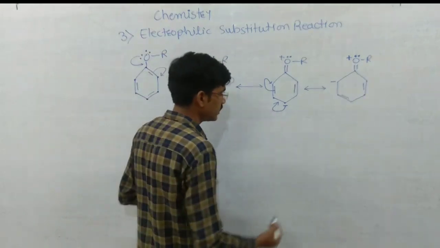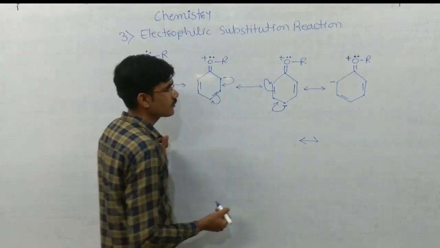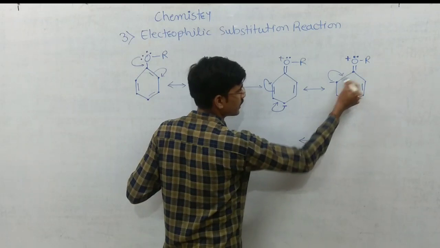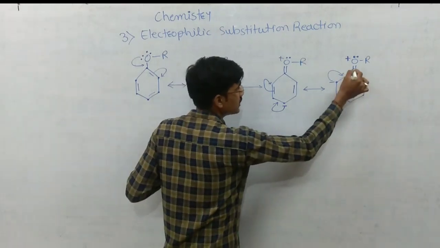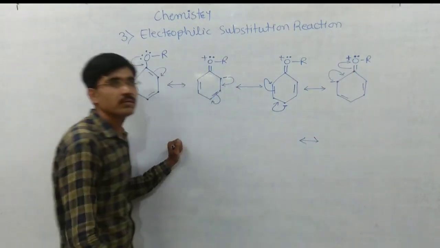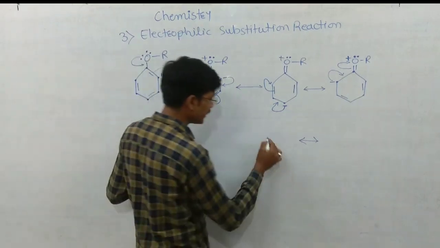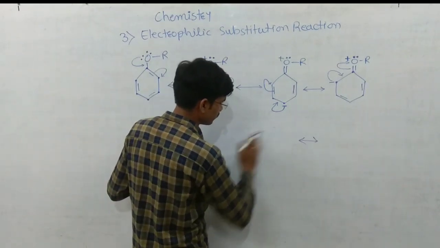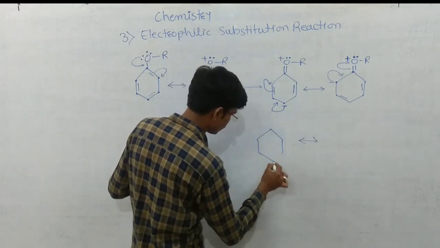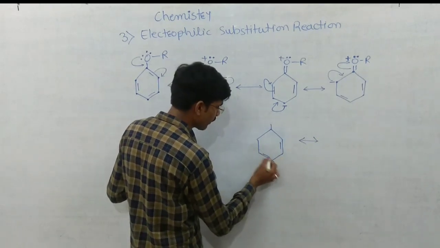Clear? In the next structure we write here, this negative charge transfers between carbon and carbon, and this double bond breaks and totally transfers to the oxygen atom. Clear? We are getting a structure. These bonds are there.